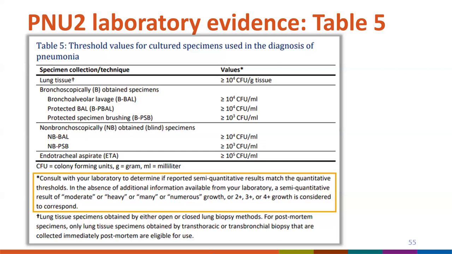The culture result must specify an eligible quantity, such as greater than 100,000 CFUs per mL of E. coli from an endotracheal aspirate specimen, or an eligible semi-quantitative result, such as 4+ E. coli or many E. coli.